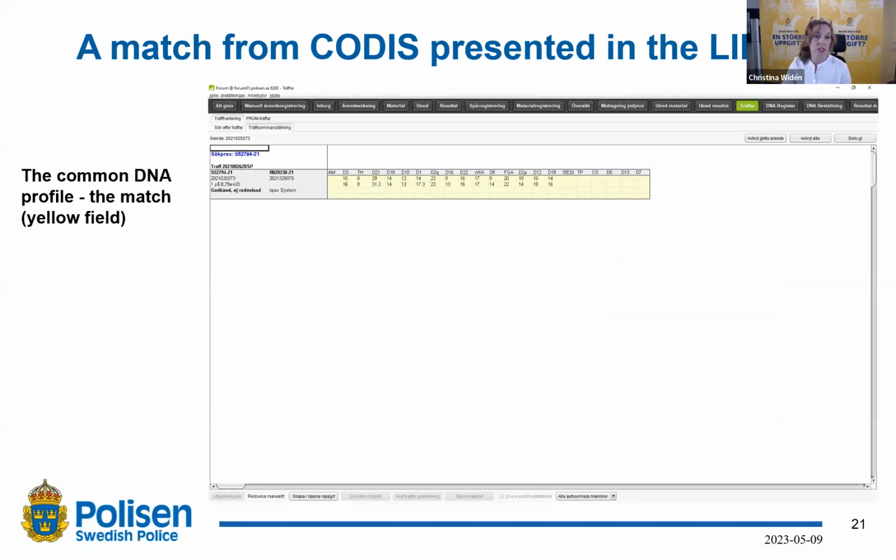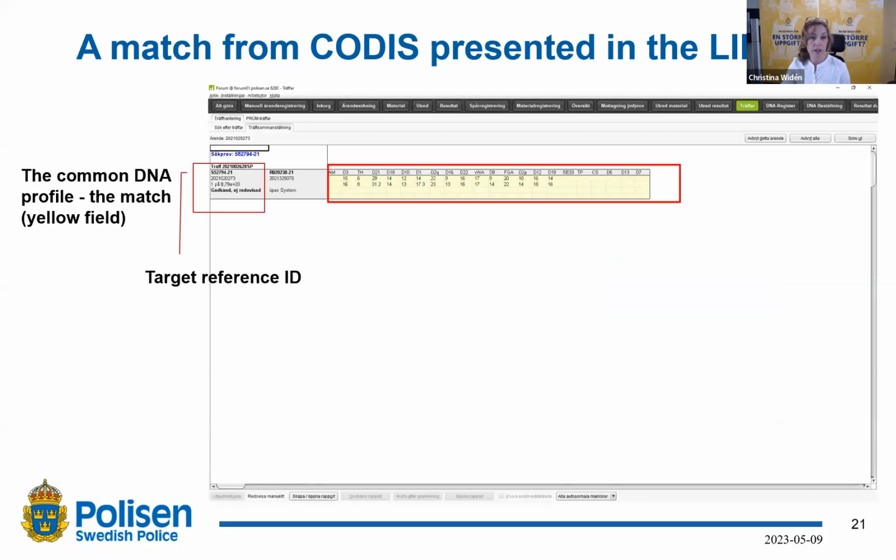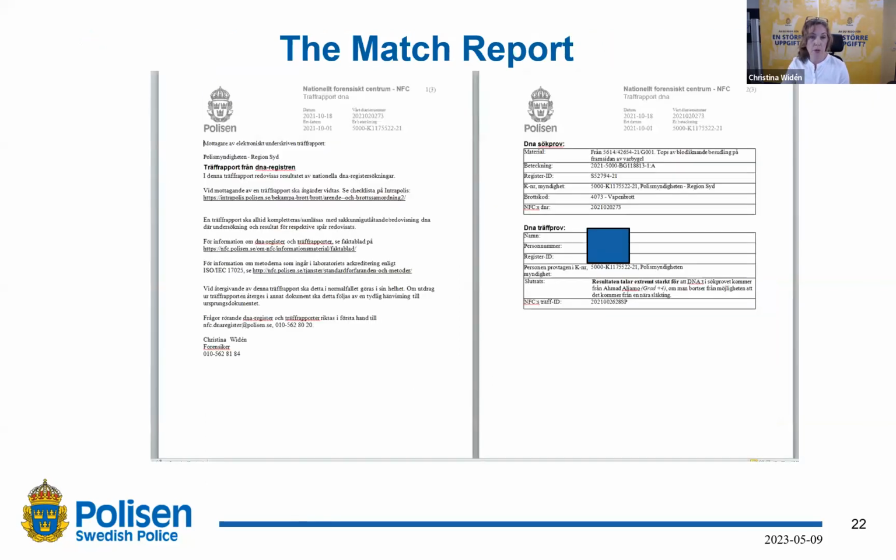We first see the common DNA profile here, and then we have the target reference ID and the candidate reference ID. Then by hitting this button, we open a match report, create a match report. The system automatically puts together a match report for us, and the system also keeps track of where to send it. So here is the authority who will receive the match report.